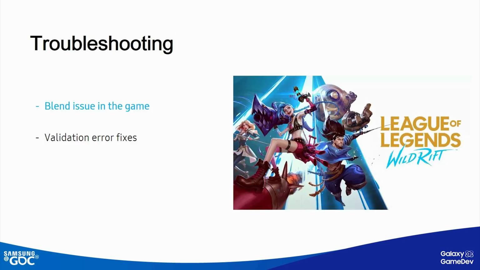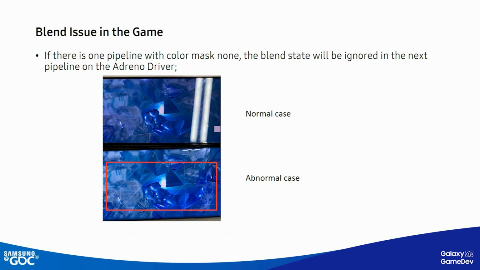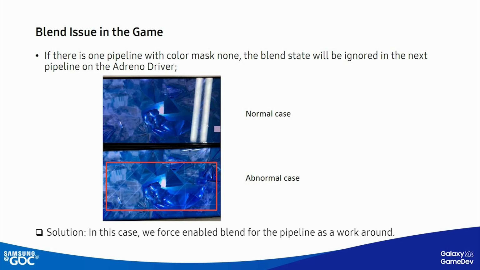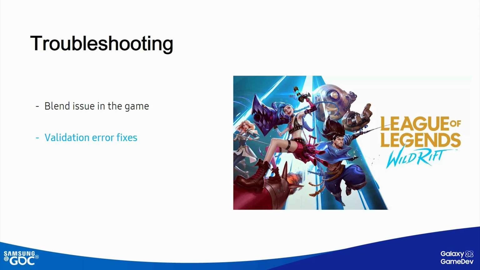During the collaboration, we ran into many driver bugs and validation errors. First, we're going to take a look at the driver bugs. This is an issue with the Adreno driver. The game used a draw call with color mask none to update the depth information for transparent objects. But on some old Adreno drivers, if there is one pipeline with color mask none, then the blend state will be ignored in the next pipeline. You can see the erroneous triangles in the red box below. In order to solve this issue, we had to force enable blend for the pipeline with color mask none as a workaround.